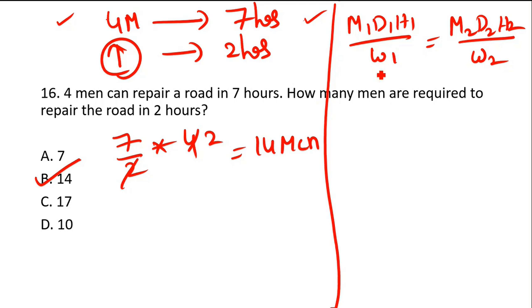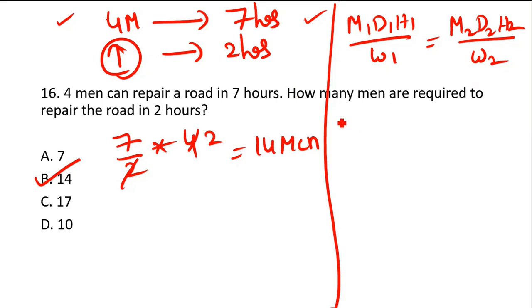M1, M2 are nothing but manpower involved or the machinery involved in the question. D1, D2 are nothing but the number of days. H1, H2 are nothing but the number of hours. W1 and W2 are nothing but the amount of work that they did. So this is the main formula, guys. They can give any value or they can give all four values also. Whatever values they have given, substitute the same in the question and try solving it.